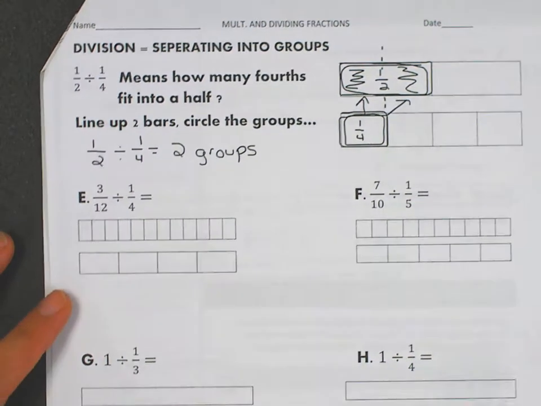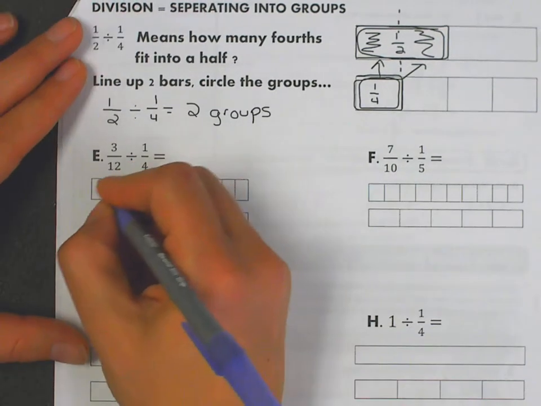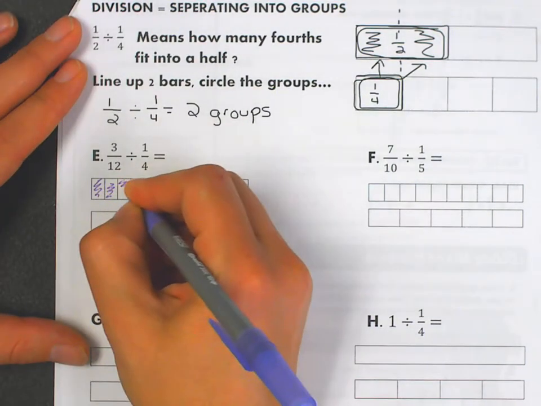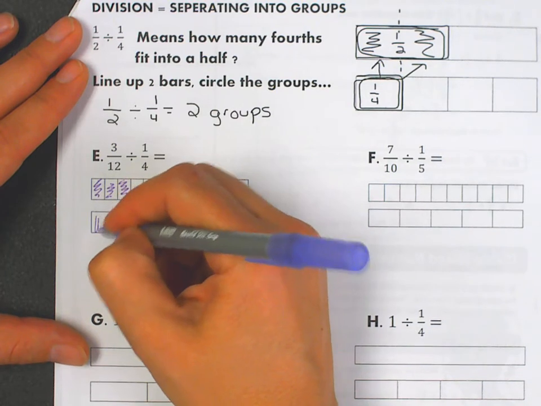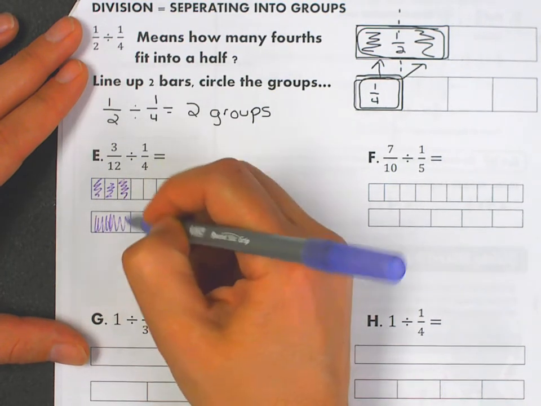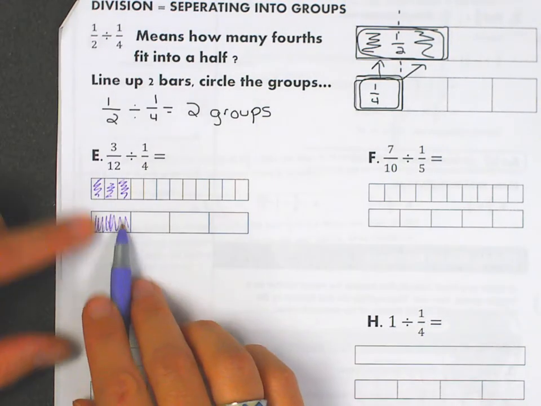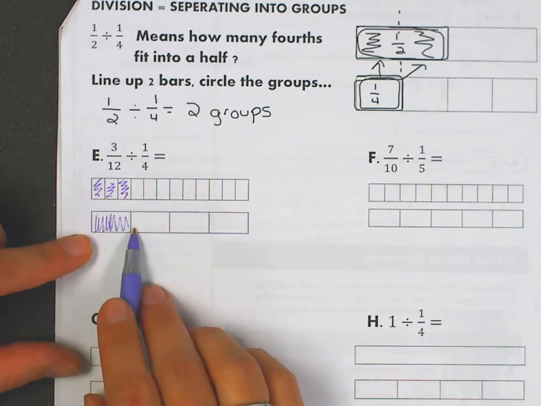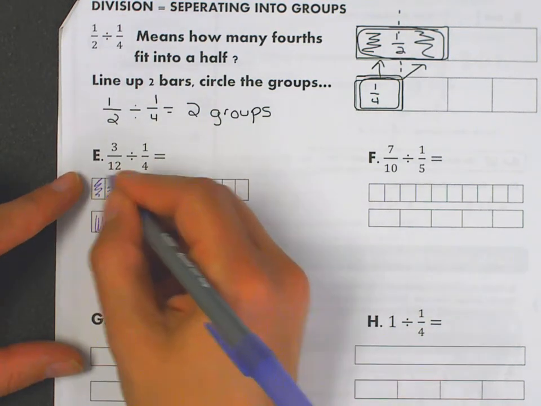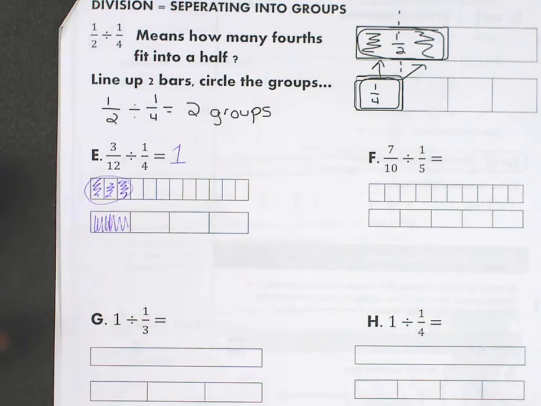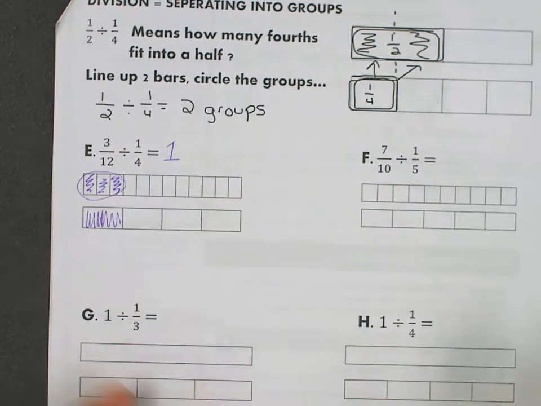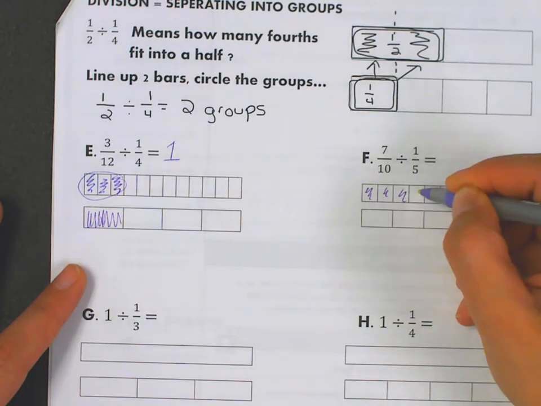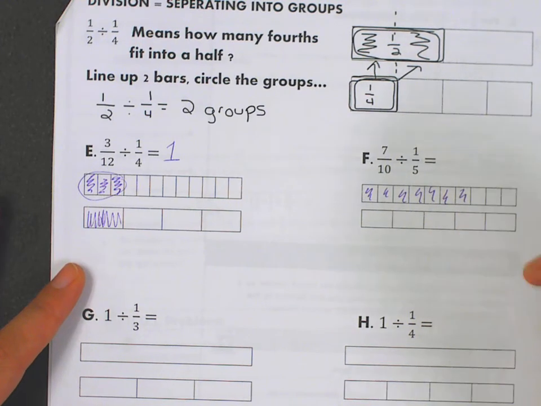Okay, so let's try it out. You don't really need 2 different colors this time. So I'm going to shade the 3/12 and I'm going to shade the 1/4. How many of these do you see here? I see one. Only see one.